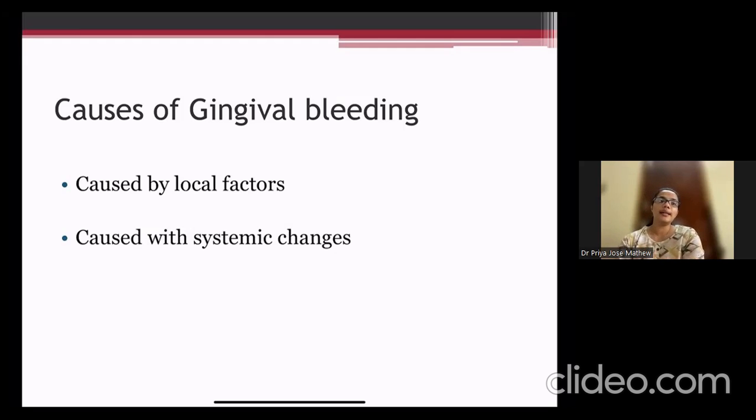Now, another reason for the systemic changes that occurs is due to some medications the patients are taking. Like, for example, some anticonvulsants, some calcium channel blockers, some antihypertensive drugs. Though these drugs have an action of the systemic role, these drugs in turn are having an action on gingival bleeding also. So these are the major causes of gingival bleeding.